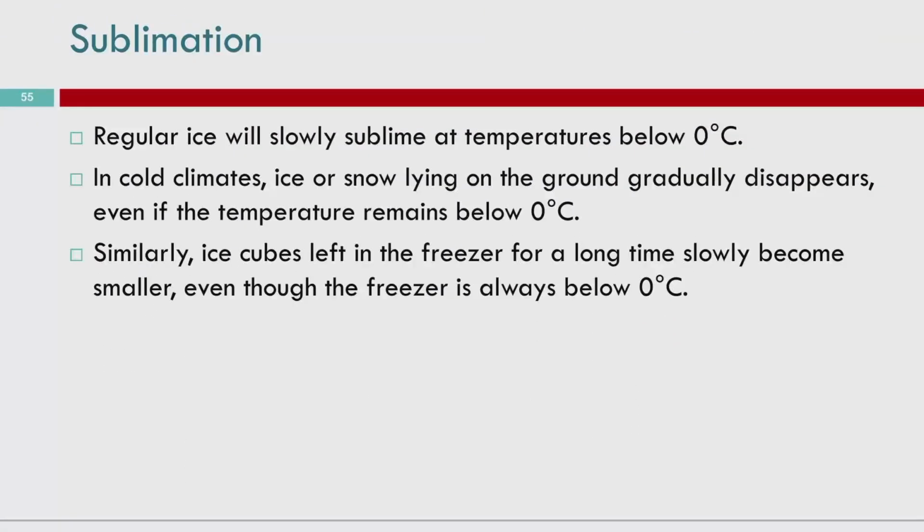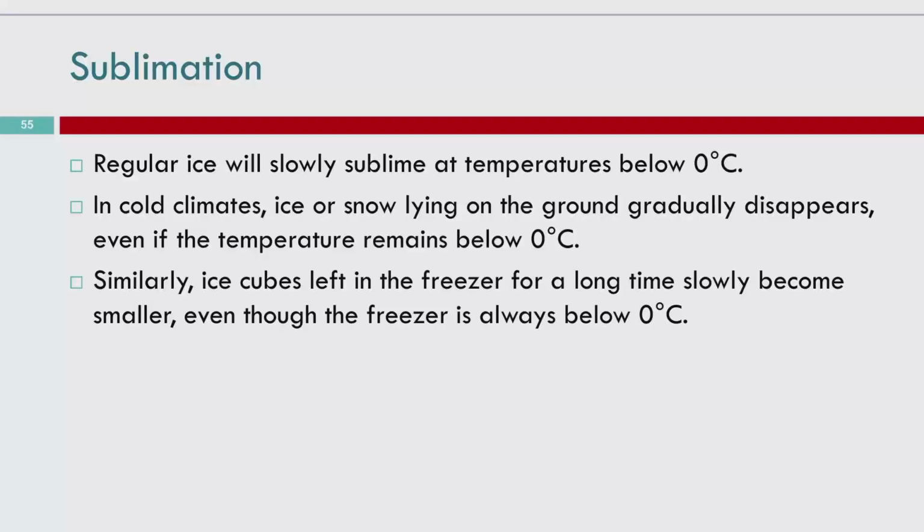Sublimation will also occur with regular ice and with other solids. Regular ice, wet ice, water ice, also sublimes at temperatures. And this happens below 0 degrees Celsius. So in places where it never gets above 0 degrees Celsius, if there's no new snow that's deposited, eventually the ice will sublime, the snow will just evaporate and be gone if there's not any new snow that's brought in.